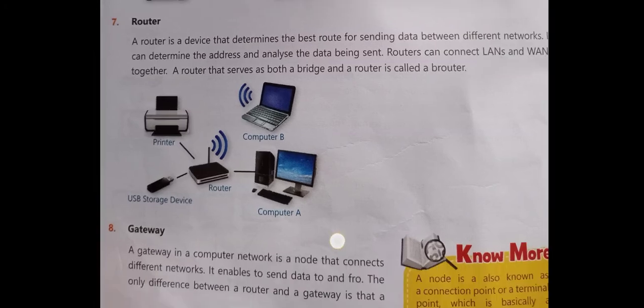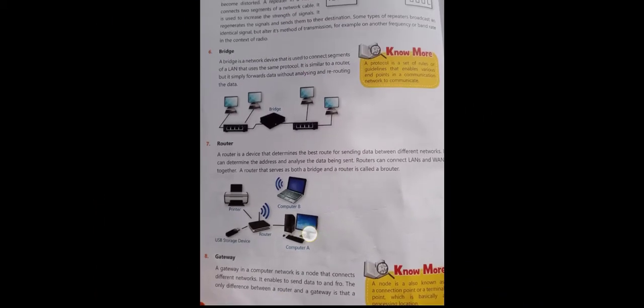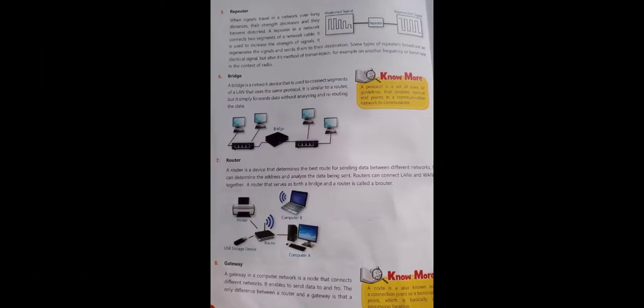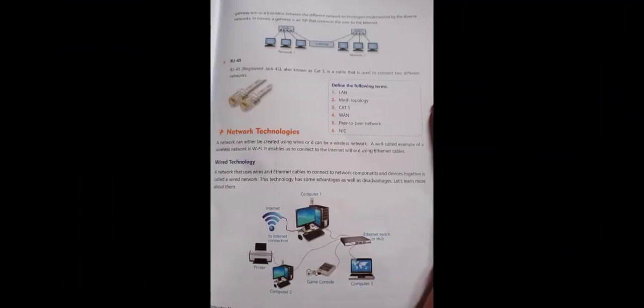Next, gateway. A gateway in a computer network is a node that connects different networks. It enables sending data to and from. The only difference between the router and gateway is that the router first decides the best way, but a gateway is a large platform that sends data and connects the devices.